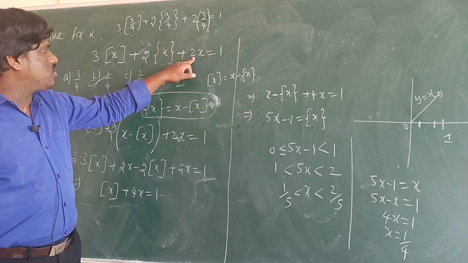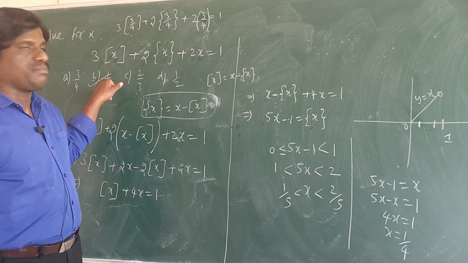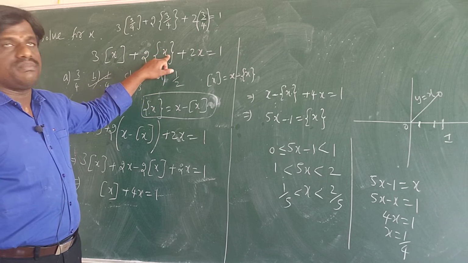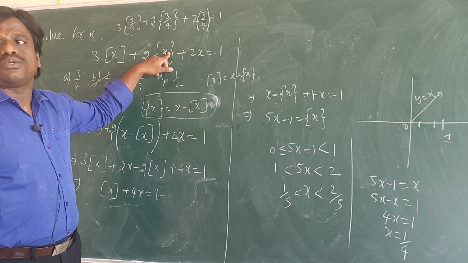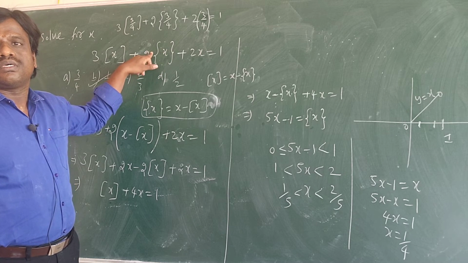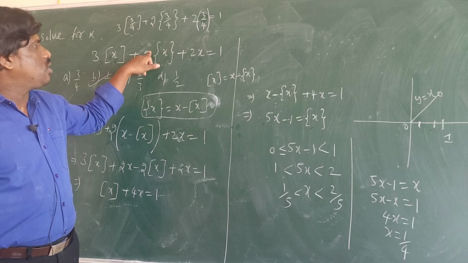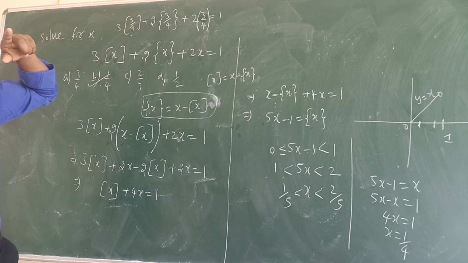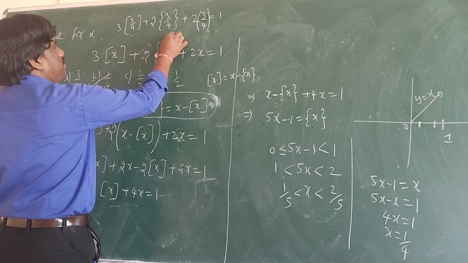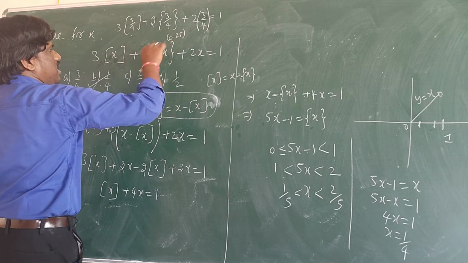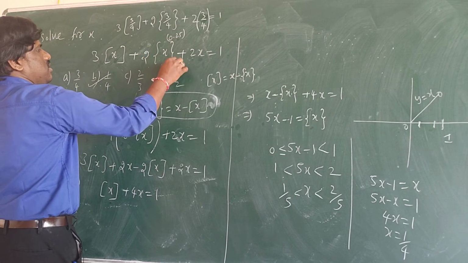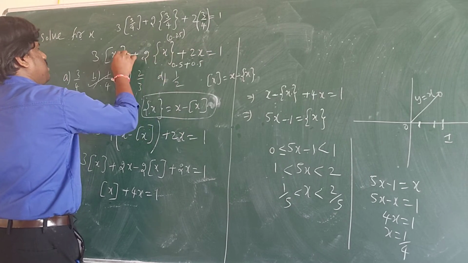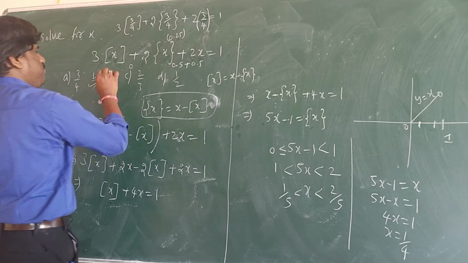And here 2 into x. How much is x? 1 by 4. So 1 by 2 cancelled out. And here 0.25 into 2 is how much? 0.5. 0.5 plus 0.5 is how much? 1. I got the answer. Did you understand? It was 0.25, right? 0.25 into 2 is 0.5. Plus here 0. This is 0.5 and this is 0. So you got 1. So 1 by 4 is the right answer.